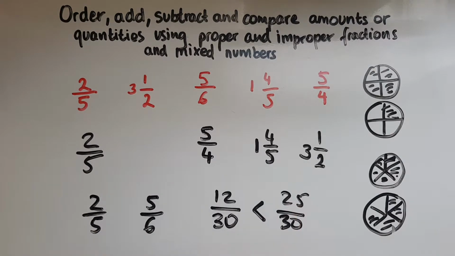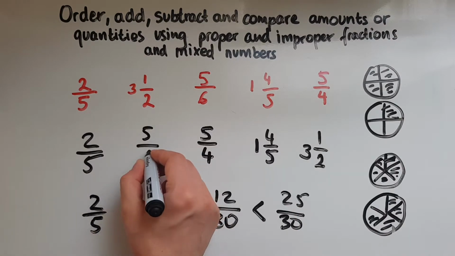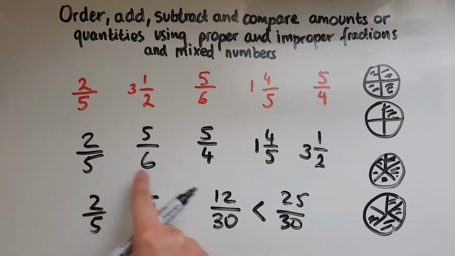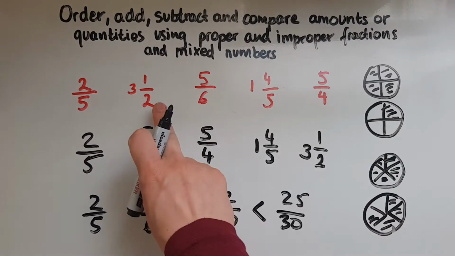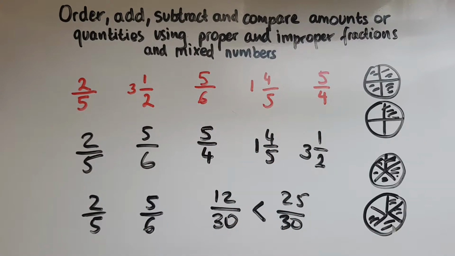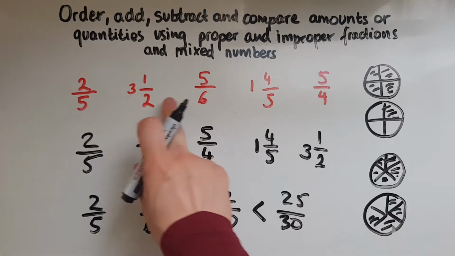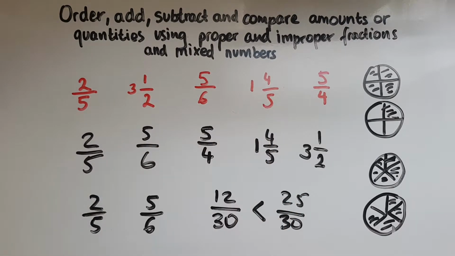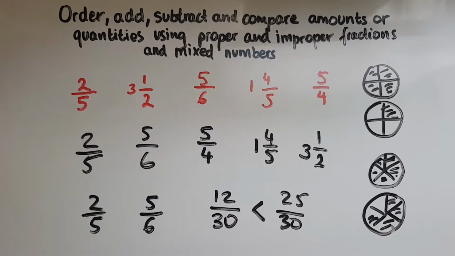And 25 out of 30, that was 5/6. So I've now placed them in order from the smallest to the largest. Now you're probably wondering, if these improper fractions were not clearly the biggest ones, or if you had two mixed numbers that were very close to each other, how do we compare and order them? So that's what I'm going to show you now.